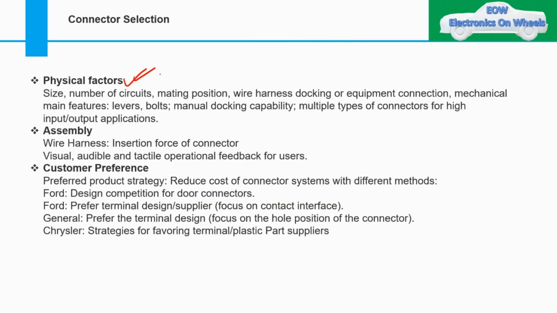Then physical factors. What are the physical factors? Size, number of circuits, how many circuits are going in this, what the mating position is, wire harness, docking and equipment connection, mechanical main features, whether you require the lever or not. I told you in the last classes where you need the lever. When you are doing some ECU locking, at that time you need the lever locking. Most of the time for the ECU's connectors there would be a lever. Then multiple types of connector for high input and output applications.